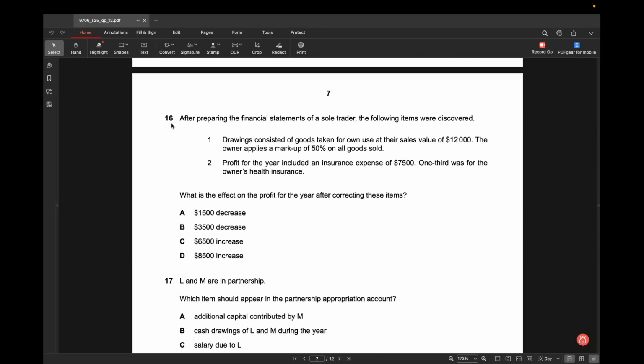Question 16. After preparing the financial statement of a sole trader, the following items were discovered. Number 1, drawings consisted of goods taken for own use at their sales value of 12,000. The owner applied a markup of 50% on all goods sold. Number 2, profit for the year included an insurance expense of 7,500, 1/3 of which was for the owner's health insurance. What is the effect on the profit for the year after correcting these items?